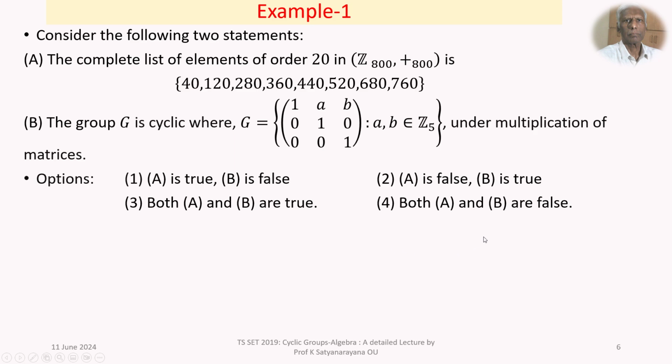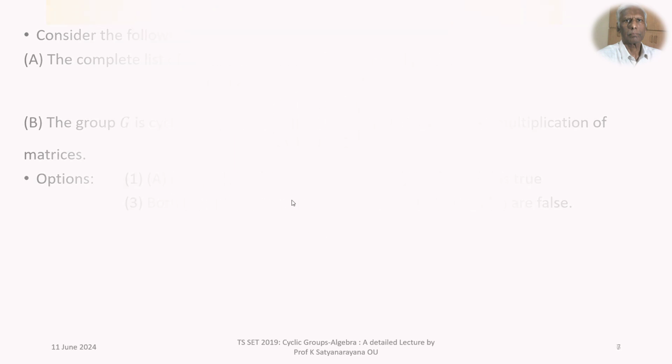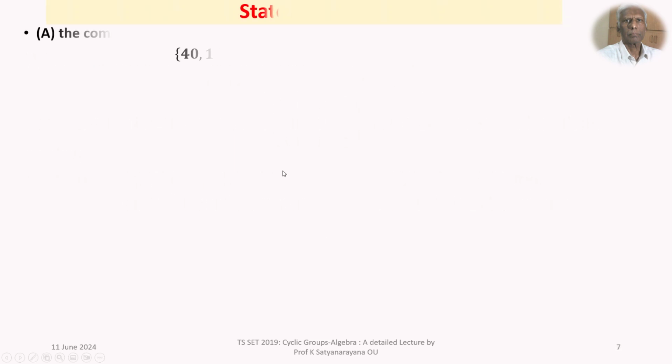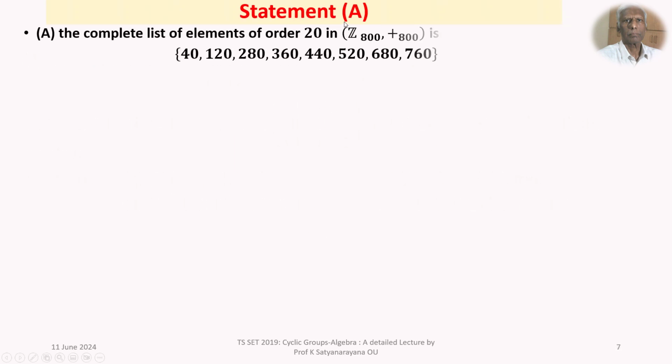So let's now work out these two problems with the properties that we know. We talk about statement A. We have a cyclic group Z800 under addition modulo 800, and we want to find the complete list of elements of order 20, and these are given to us. Is it true? That is the question.